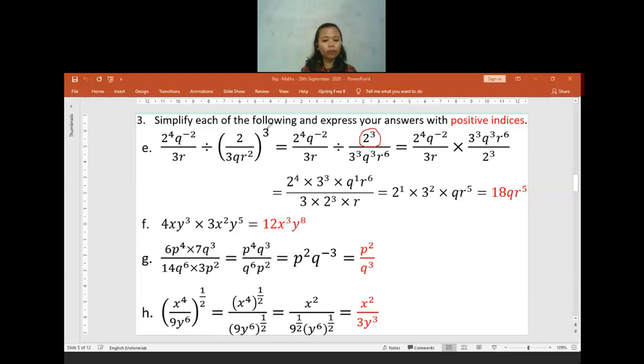For the number 3, it will get the power of 3, becoming 3 to the power of 3. For the q, it will get the power of 3 also, so now it will be q to the power of 3. For the r squared, it gets the power of 3: r squared to the power of 3. So we need to multiply the power. 2 times 3 is equal to 6. That's why I get r to the power of 6. Before I continue to the next step, any confusion here?